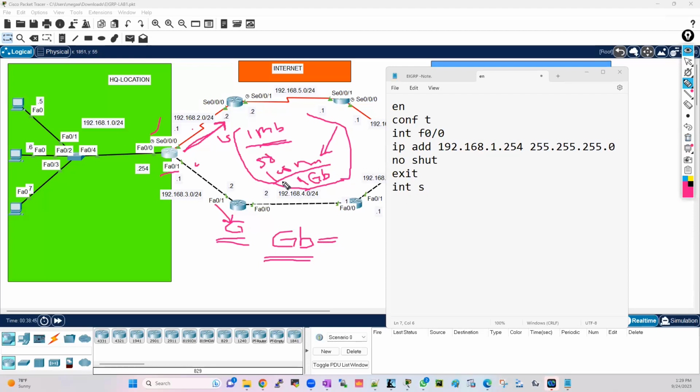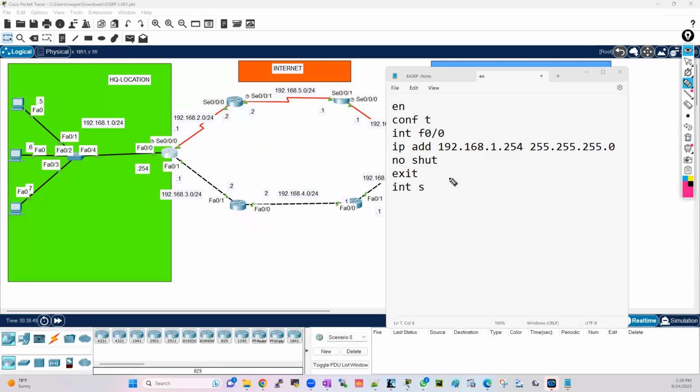So when we are configuring this, we see some of the metrics. Serial cable 0/0/0. Enter. And then what? IP address. So now to make it fast, we'll be copying. Enter. We copy it here. Now what is our IP? 2.1. 2.1. Okay, we click enter. No shut. We click enter. And then exit. We click enter.